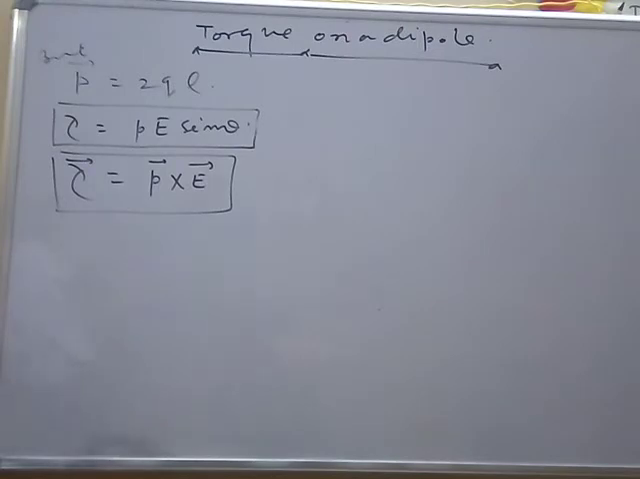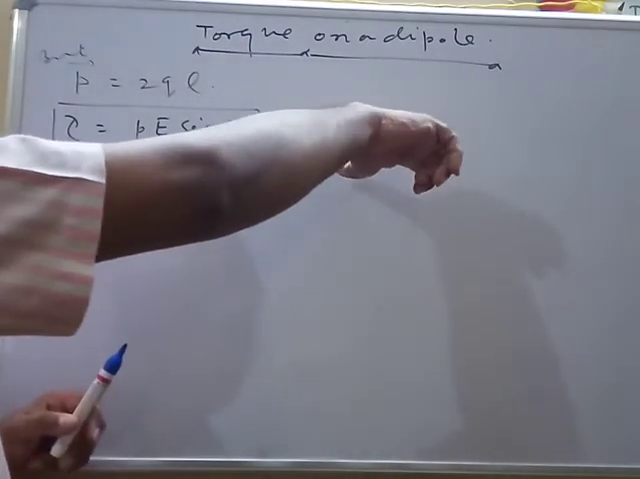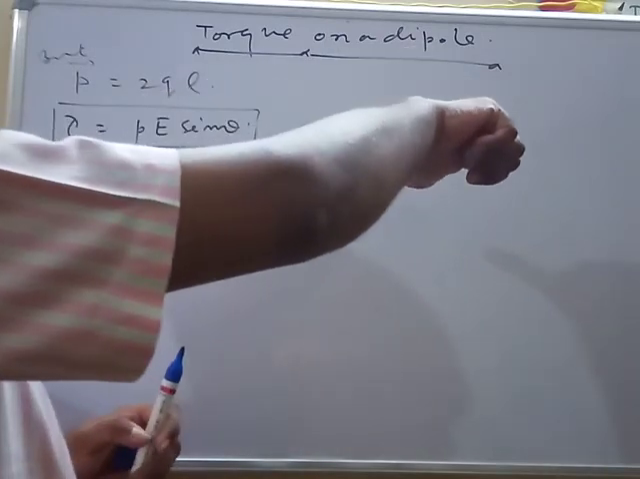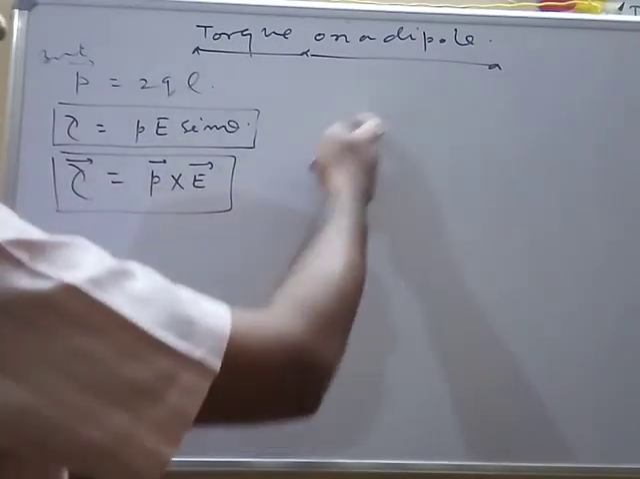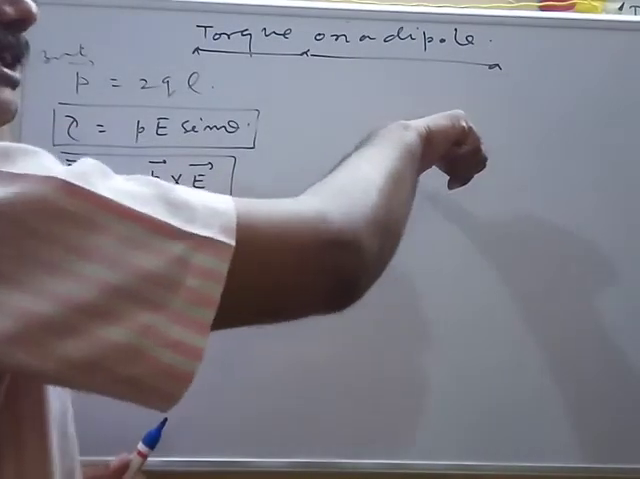The direction of torque tau is given by the right hand screw rule, and it will be perpendicular to vector P and vector E, that is, perpendicular to the plane in which P and E lie. And from the diagram, P cross E means the direction of torque will be perpendicular to the plane of the board, directed inward.